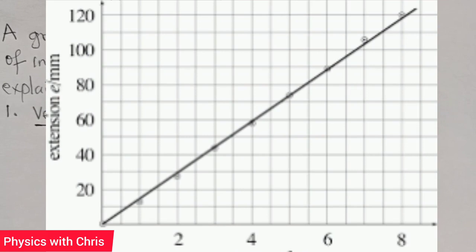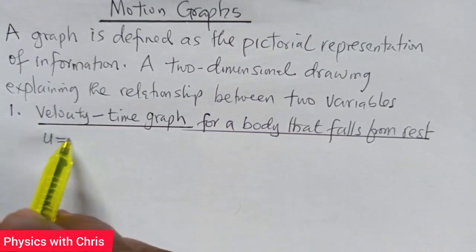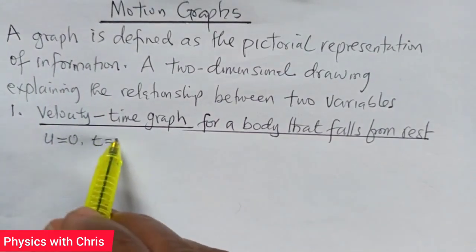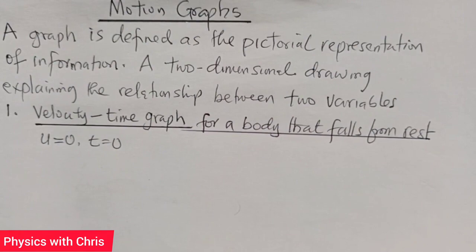So here we are going to look at the velocity time graph of the motion of a body that falls from rest. And since the body falls from rest, we need to note that its initial velocity u is 0. That is, at t equals 0, the velocity is 0, which means that this graph will begin from rest, or we start from the origin. We'll start plotting the graph from the origin.